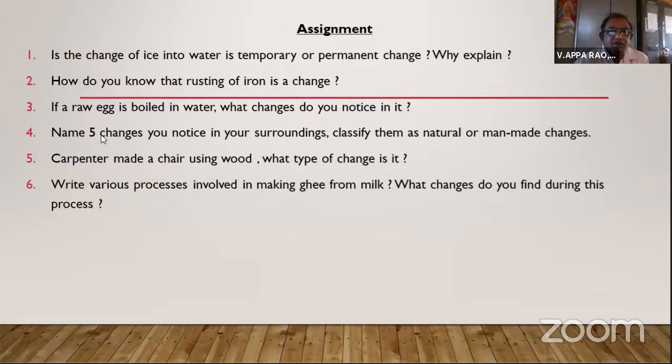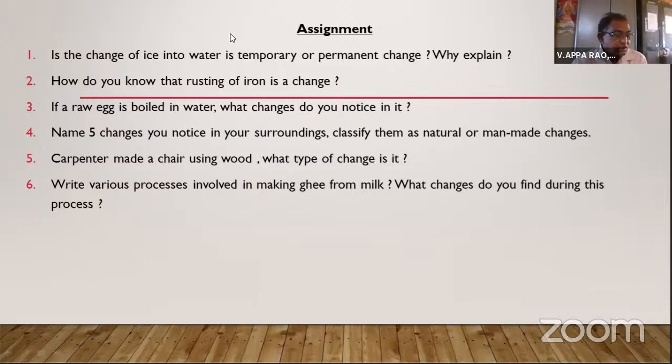Name five changes you notice in your surroundings and classify them as natural or man-made changes. The five changes are milk to curd, change in seasons, change of ice into water and water into ice, rusting of iron, and growth in plants.